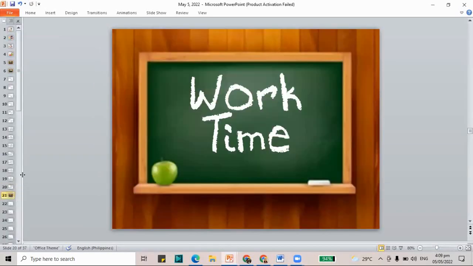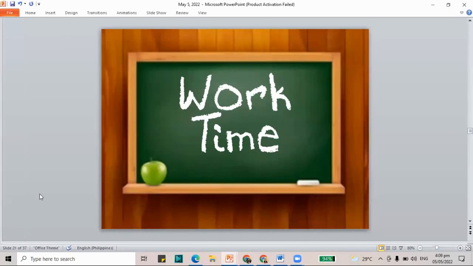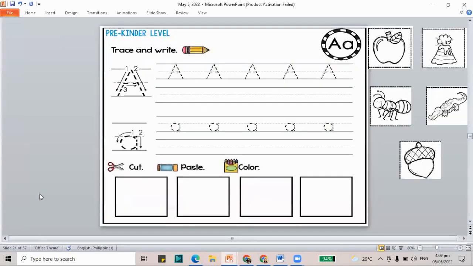Let's jump to our work time. This time, let's do the first part, which is to make our letter A. So how do we make our A? Remember, it's like an arrow. Lines to the side, add a line across, capital letter A. Trace and write your letter A.